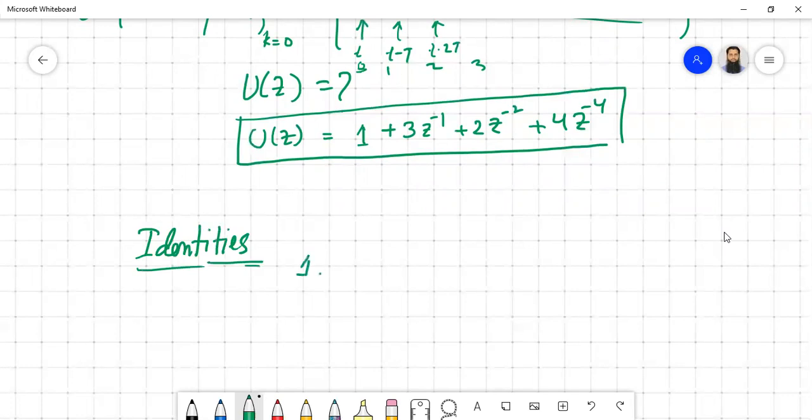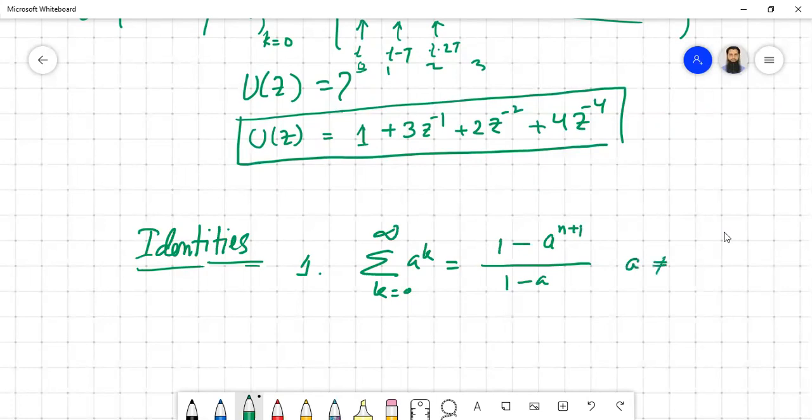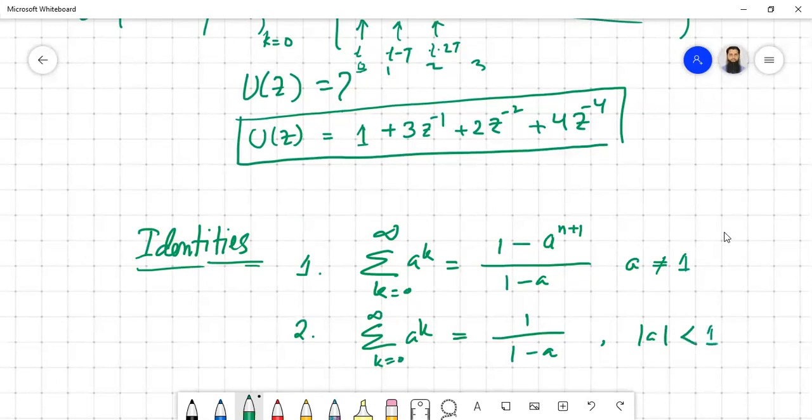Number one is summation of k equal to 0 to n of a to the power k, a finite series. And the summation is basically 1 minus a to the power n plus 1 divided by 1 minus a, if a is not equal to 1. And the other one, which is more commonly used, is summation of k equal to 0 to infinity of a to the power k, infinite series, is 1 by 1 minus a. And this is true only for the magnitude of a lesser than 1. So basically the common ratio has to be lesser than 1.